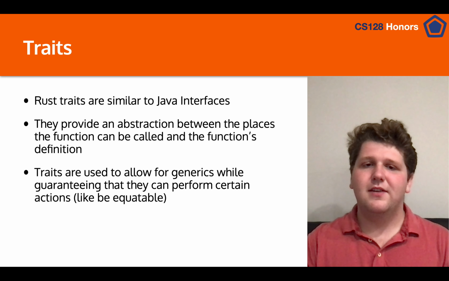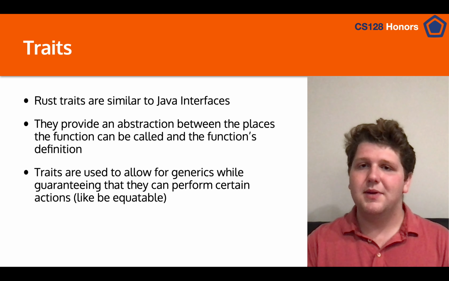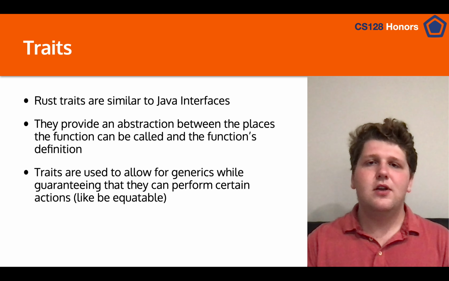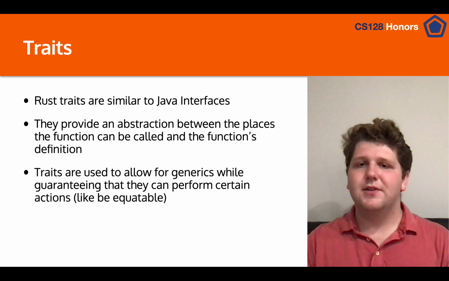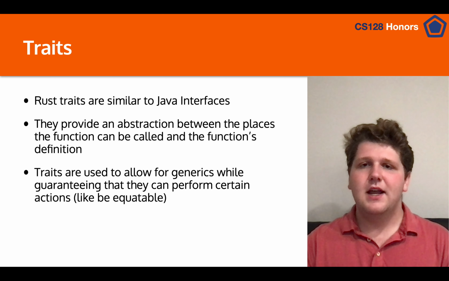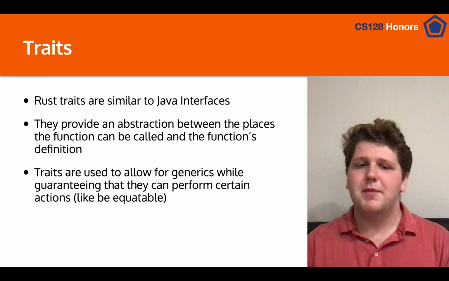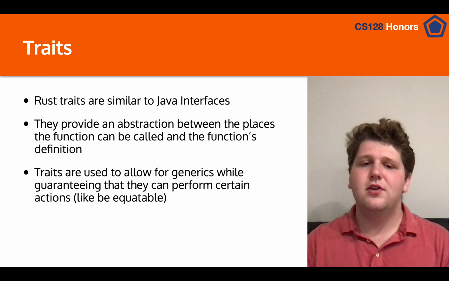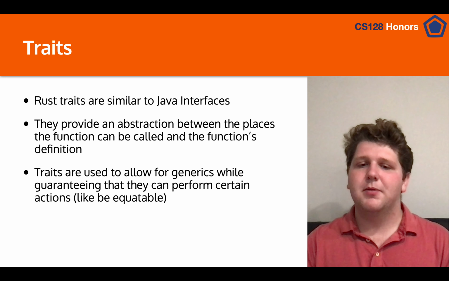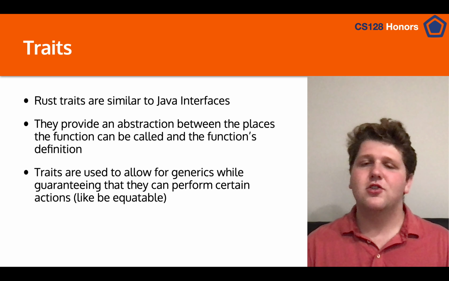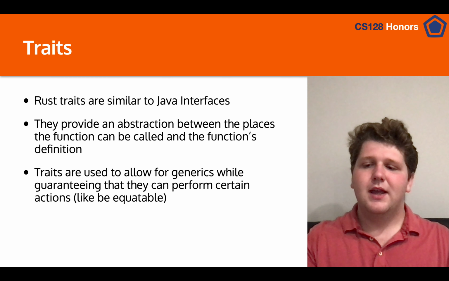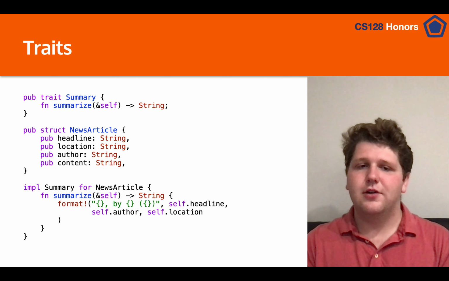Now, Java interfaces, as well as Rust traits, allow you to provide a layer of abstraction between the actual implementation of a function and the area where that function is being called, right? So you can have an array of a bunch of different things that all conform to the same trait, and then iterate over that array even though they might be different types. And so this allows you to have a bunch of generics while guaranteeing that you're able to perform certain actions, say make sure that they're all equal, right? And so let's take a look at how that looks in code.